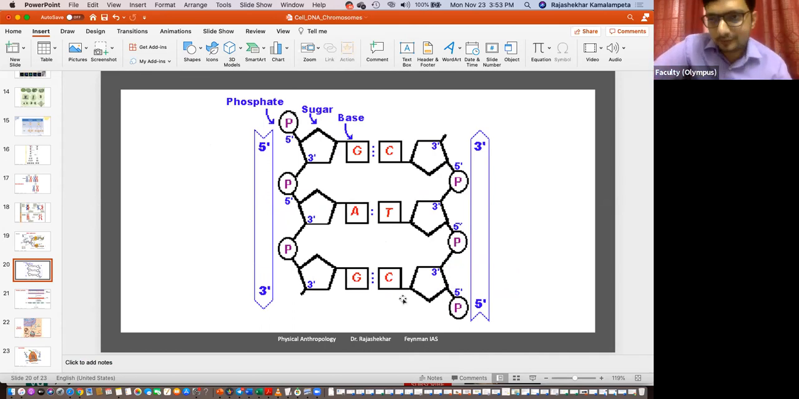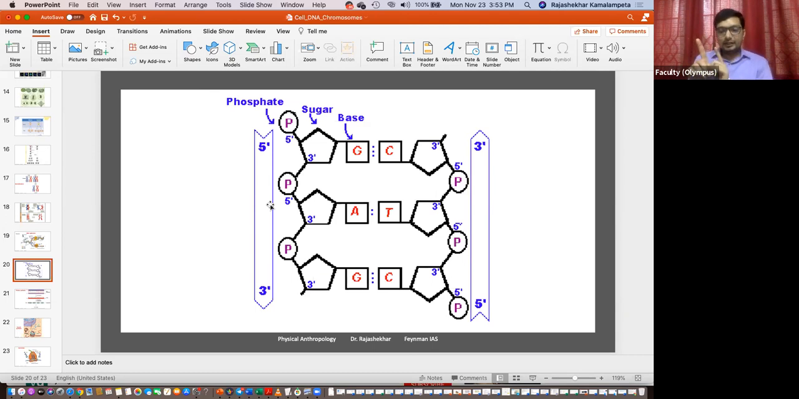Okay, right. It needs a bit of explanation, but what happens here is the template strand is always 3 to 5. And as I was telling you, a complementary nucleotide is added. Every time DNA polymerase adds, it looks at the template. If the template has A, it adds T. If the template has G, it adds C.